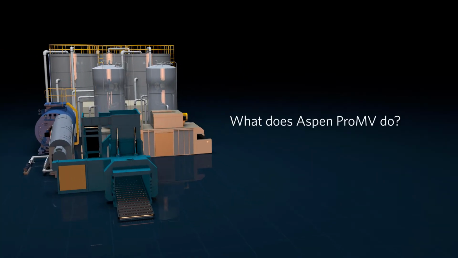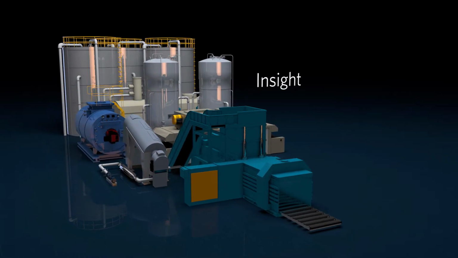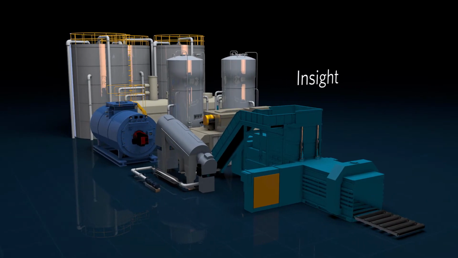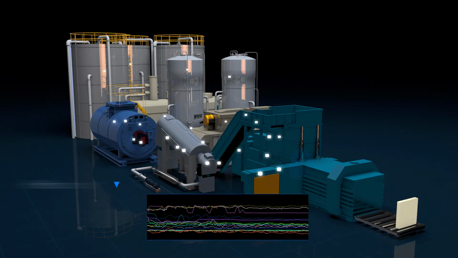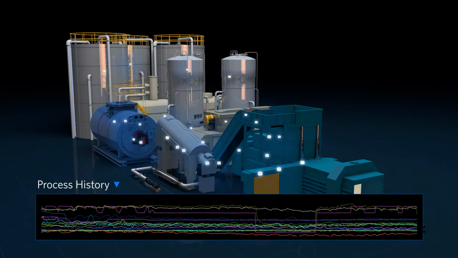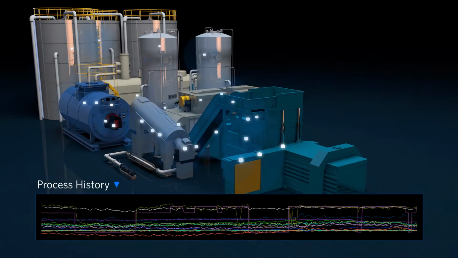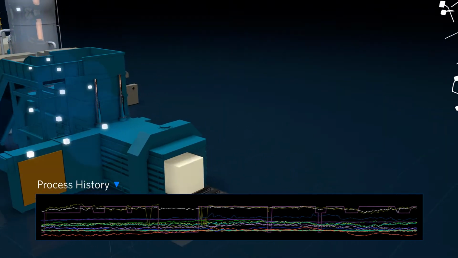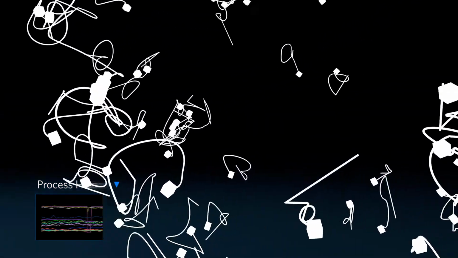What does AspenProMV do? AspenProMV provides insight into all the variability issues that plague process manufacturing and guidance for process engineers, control engineers, and operators to make appropriate process adjustments. By examining the archived history of a particular manufacturing process, AspenProMV connects a multitude of different conditions, relationships, and variability over time that lead to different product outcomes.